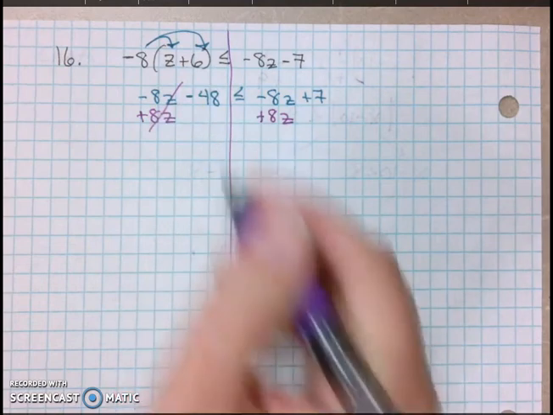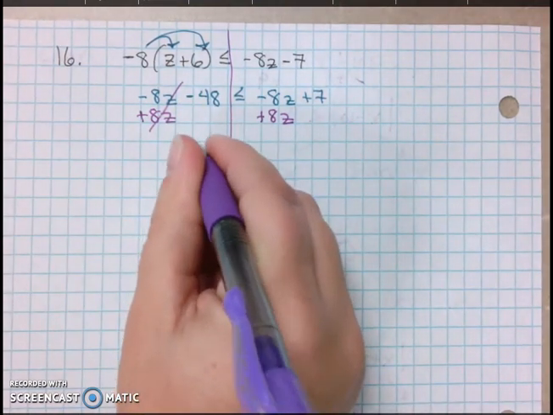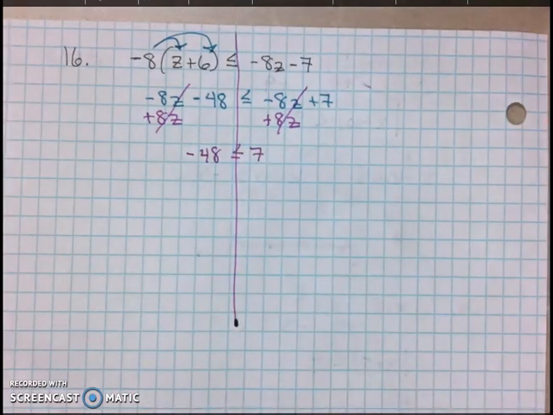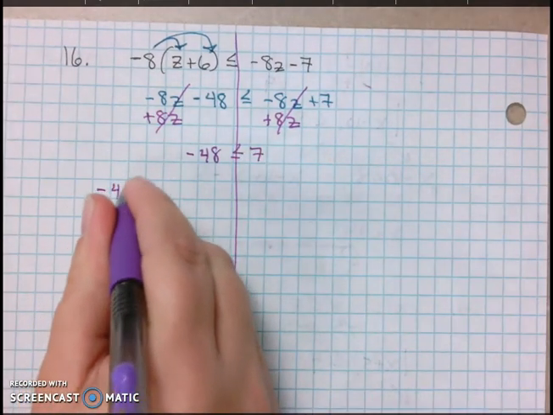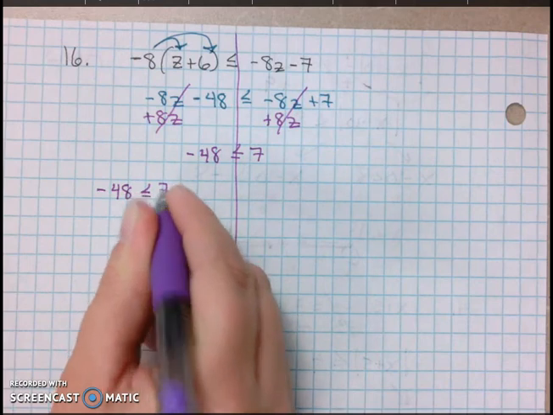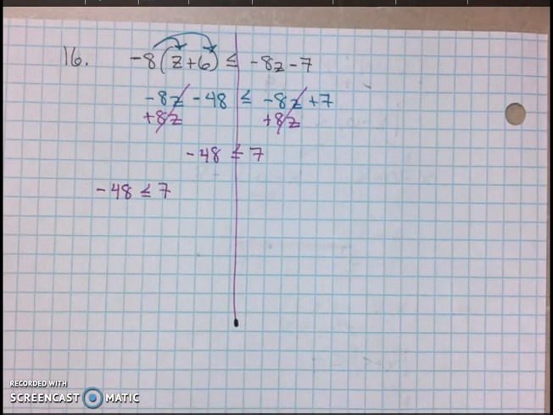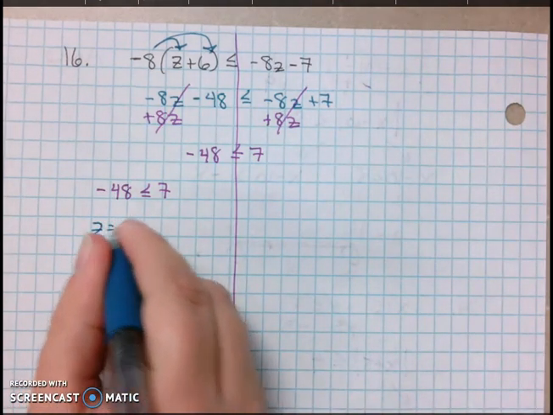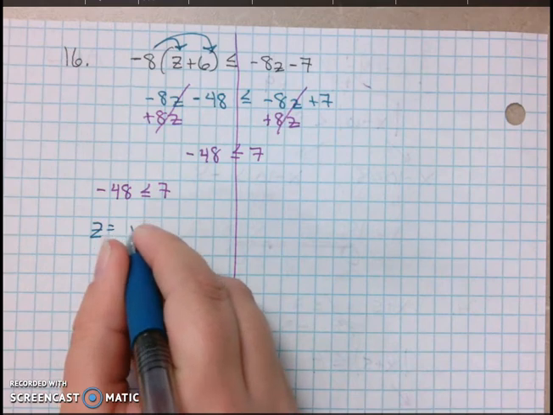Negative 8 plus 8, those are going to cancel. I'm left with negative 48. These cancel, I'm left with 7. Oh, so our things canceled out, and we're like, wait, what do we do? Well, remember, just like with our equations, is this true? Is negative 48 less than or equal to 7? Yeah, it is less than it. So that means z is infinite solutions.